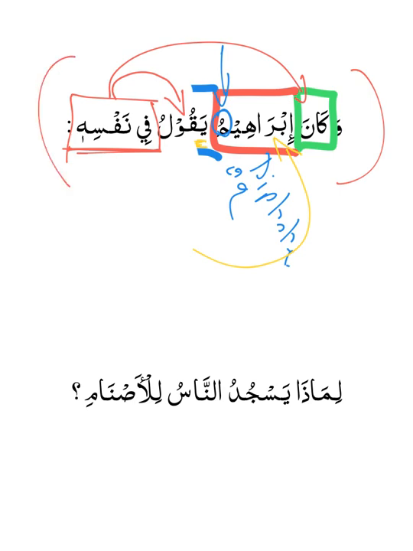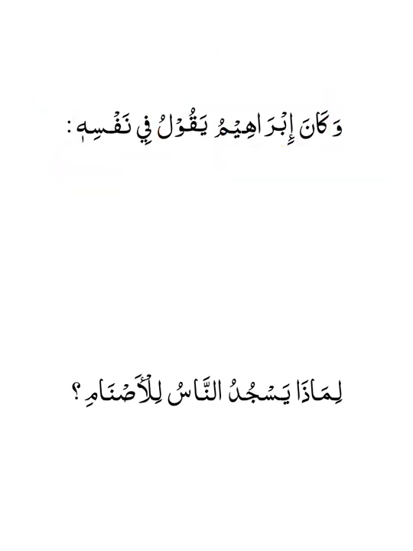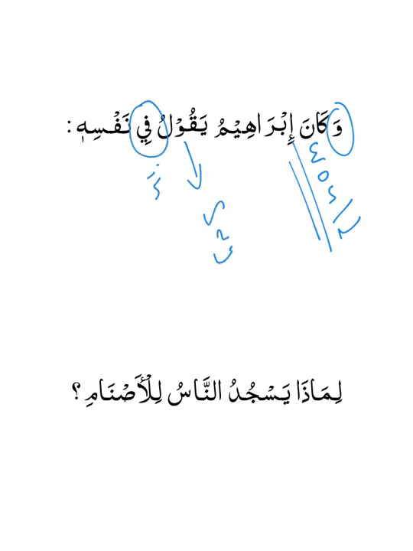Let's now look at the translation. We can now translate this part of the sentence. Remember, wow is a harful atf. And kana Ibrahimu, Ibrahim alayhi salam would. Kana, would. Yaqulu, say. Fi, in. Nafsihi, his soul. Nafs literally means soul. And Ibrahim alayhi salam would say in his soul.